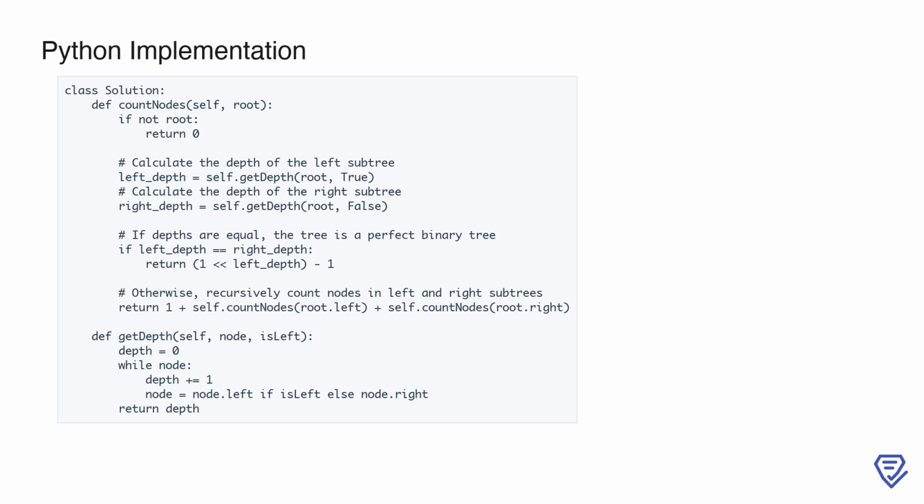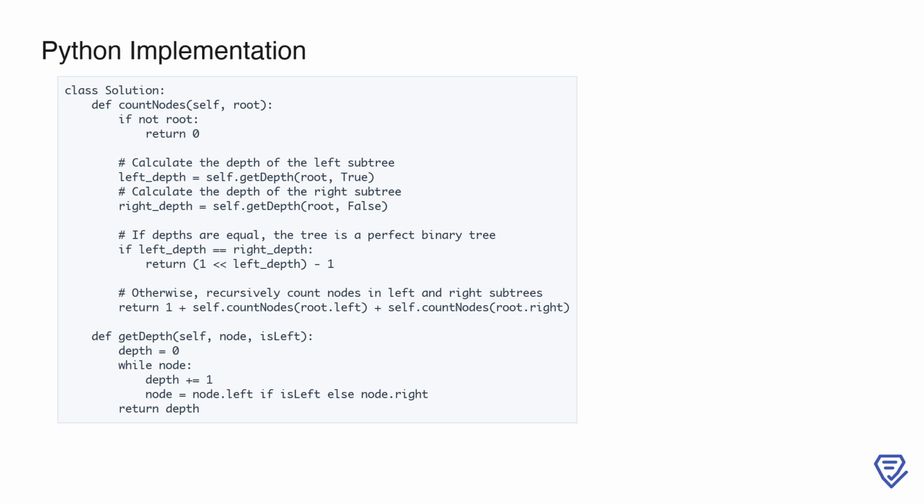A complete binary tree is a tree where all levels are fully filled except possibly the last, which is filled from left to right. The countNodes function starts by checking if the input root is null. If so, it directly returns 0, as there are no nodes to count. Otherwise, it calculates the depth of the leftmost and rightmost paths of the tree using the helper method getDepth. This method traverses either the left or right children of the tree until it reaches a leaf node, incrementing the depth counter at each step.